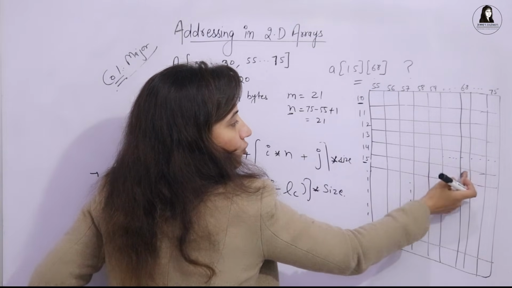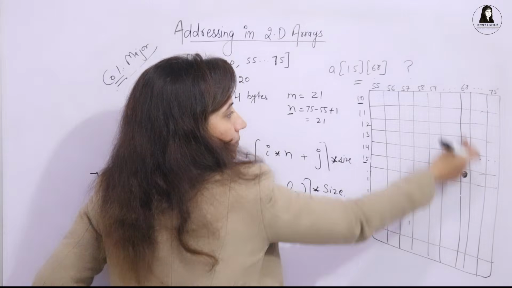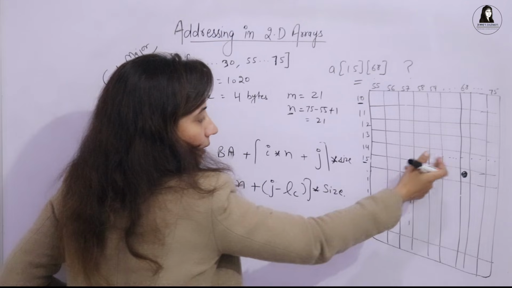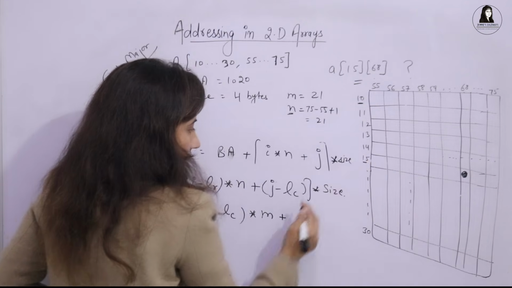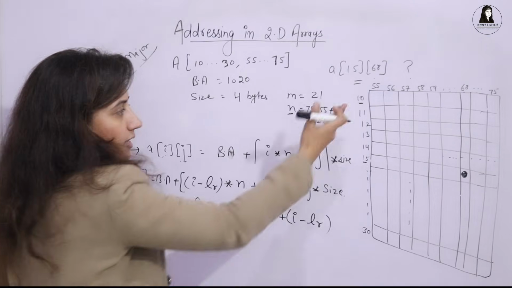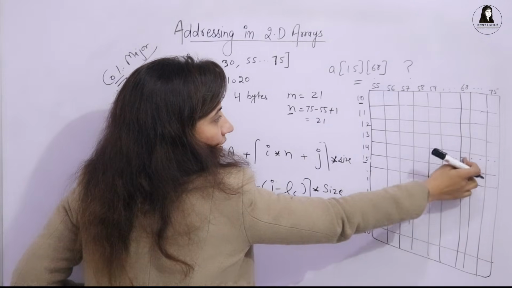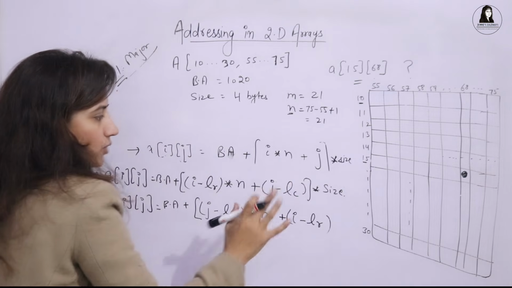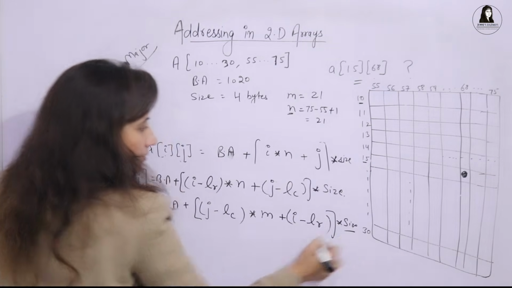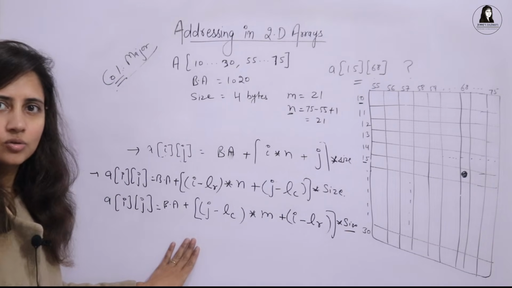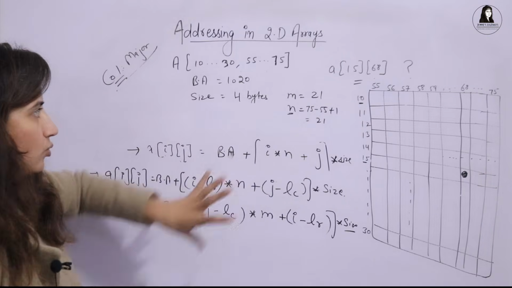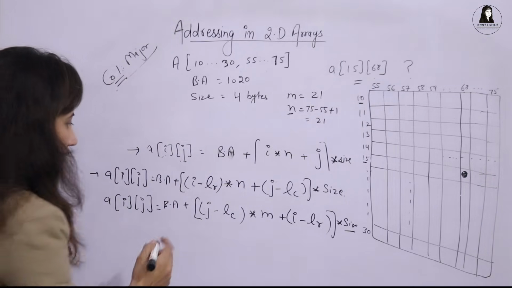How many elements before this particular element in this column? What will give that? It's I minus the lower limit of this index. So 15 minus 10. Obviously before this element, in this column there are only 5 elements, right? So 15 minus 10 is 5, into size. So I guess you got it. Now you can just put in the values and find out the address, right? That would be something different.